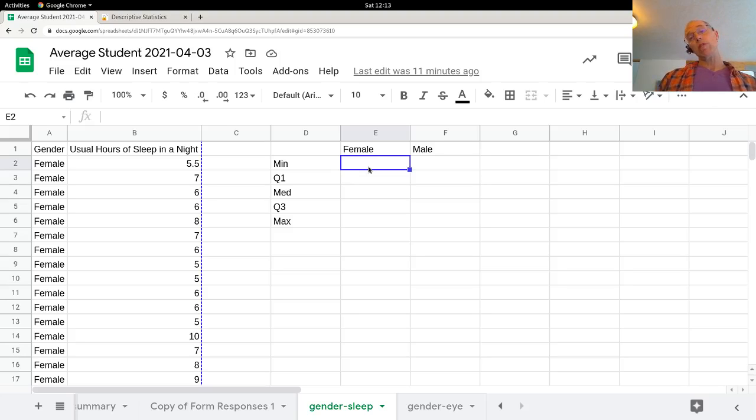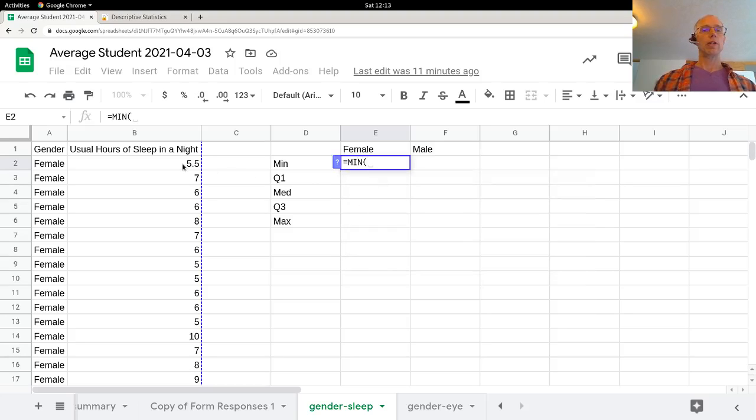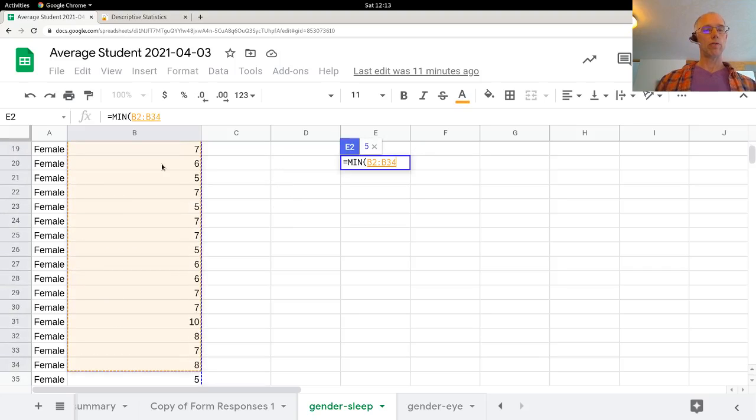Minimum value, which could be Q0 or percentile P0. We'll just use the minimum one. And then we just select the relevant data. And here I only want the females first. So I'm just going to go down to the last female. I think there were 130 of those.